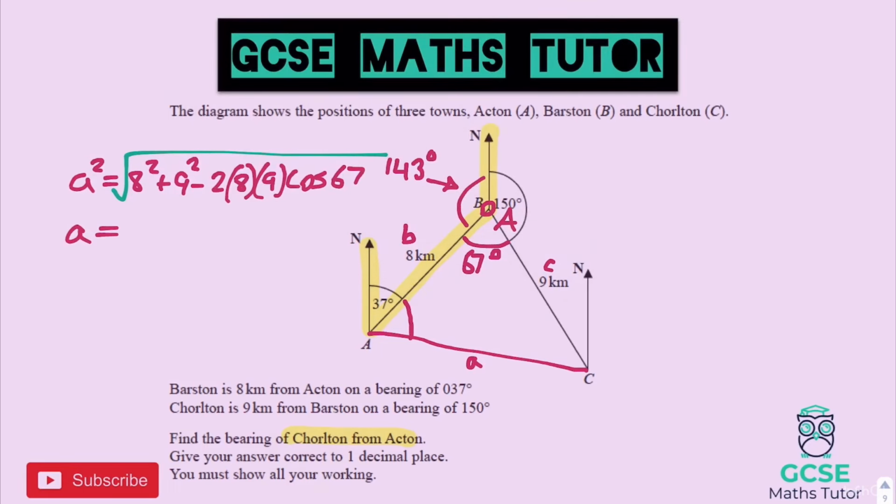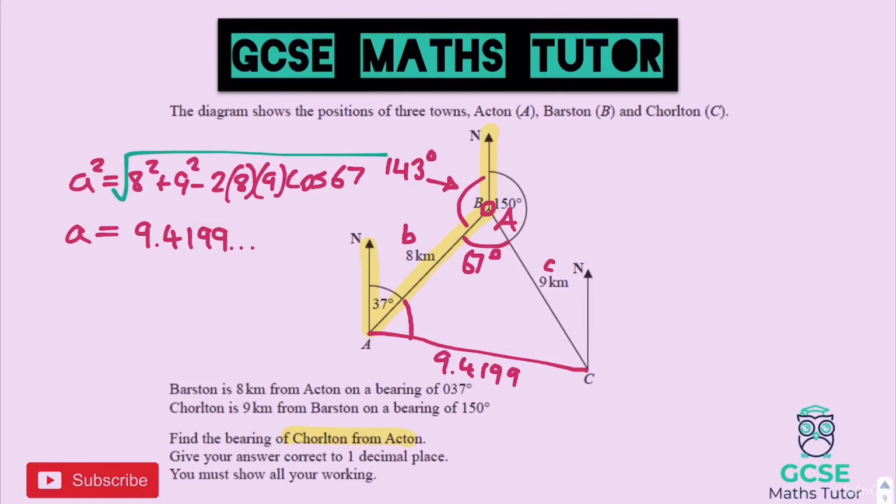So we've got 8 squared plus 9 squared minus 2 times 8 times 9 cos 67, and just closing the bracket there and pressing equals. There we go, so we get our value of A, and it comes out as 9.4199, and a few more decimals, but it does want my answer to one decimal place, so I'm just going to think about that, and 4 decimal places is definitely going to be accurate enough. So we're going to have 9.4199 down the bottom there.